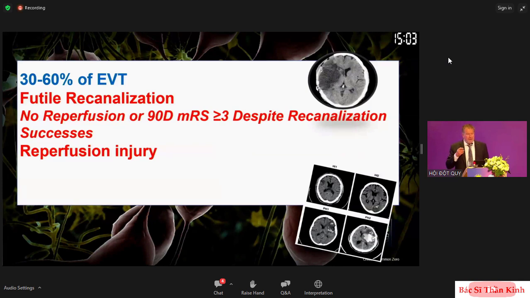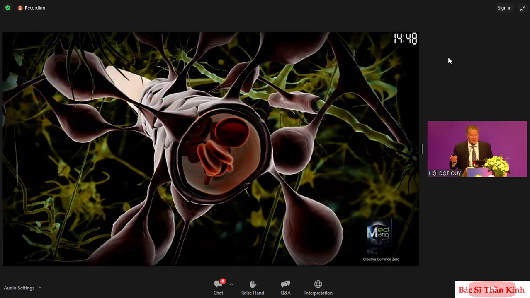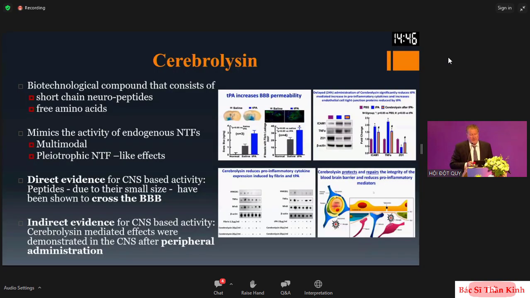So just remember, even in the best hands, complete recanalization is not guaranteed, that's number one. And even if you had complete recanalization, you often do not see brain recovering completely. So you need to get additional support, additional protection to those folks.